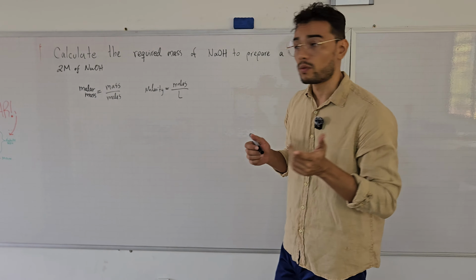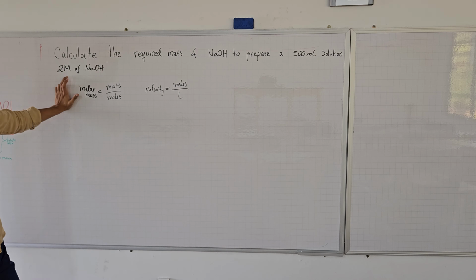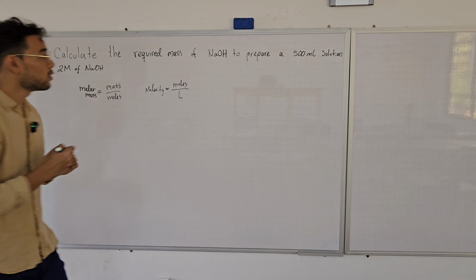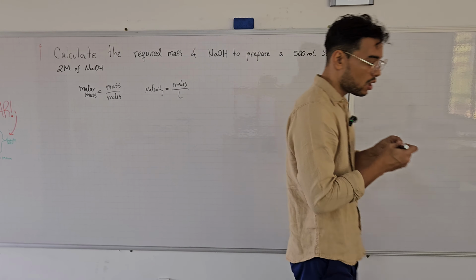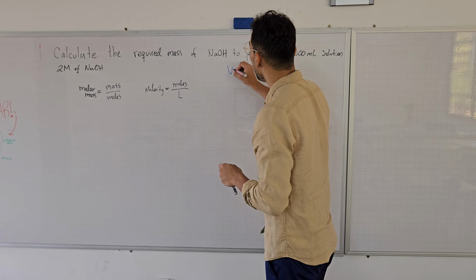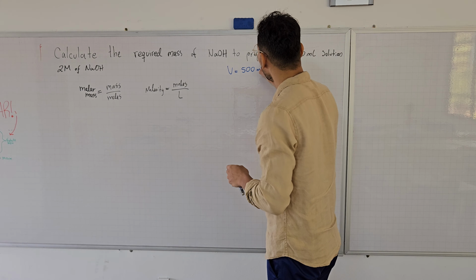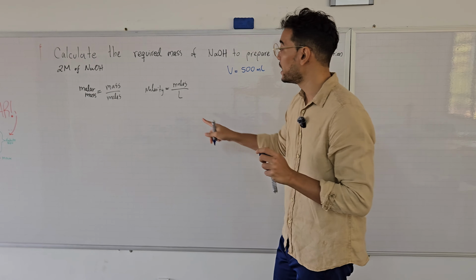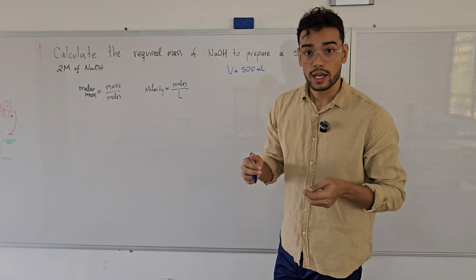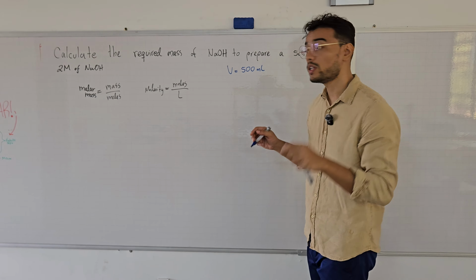So, what are the variables that we know? If we pay attention to the problem, it says: calculate the required mass of sodium hydroxide to prepare a 500 milliliter solution of 2 molar sodium hydroxide. So, following this problem, we know these two things. That we require a volume of 500 milliliters. And remember, we work with liters because that's the molarity unit. So we have to turn those 500 milliliters into liters.